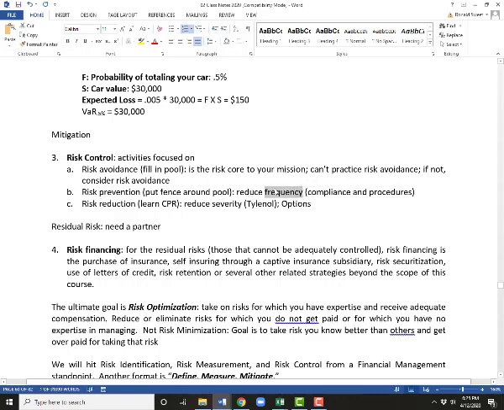Risk prevention focuses on frequency. So you're not going to take the frequency down to 0, but you want to reduce it to closer to 0. So you'll put a tall fence around your pool, or you talk about compliance procedures, those types of things. Those things try to keep the risk from happening. You won't get it to 0.